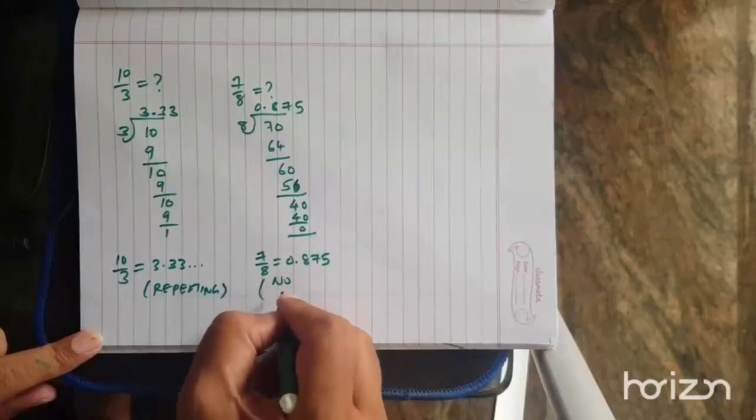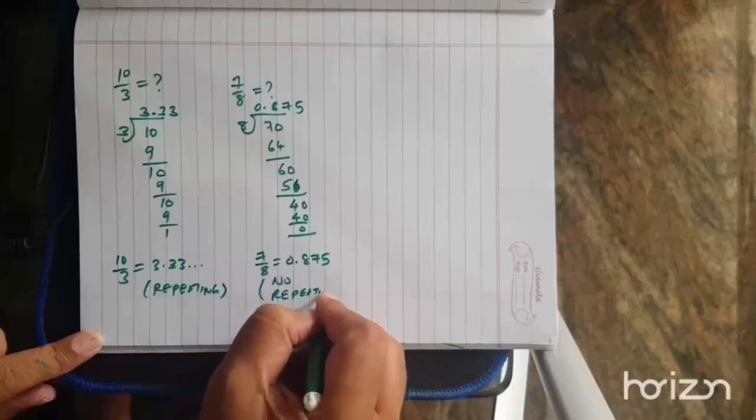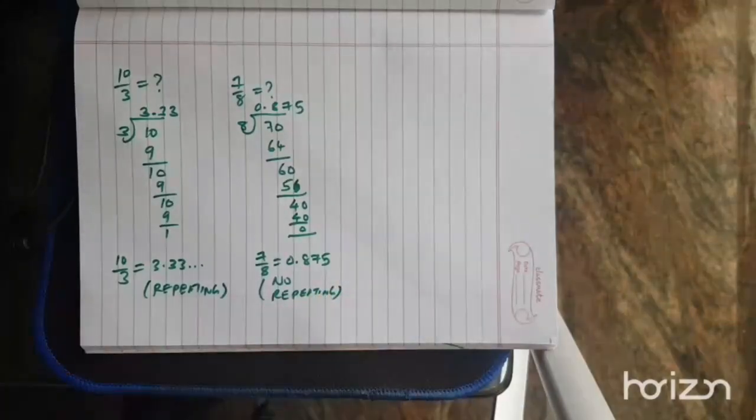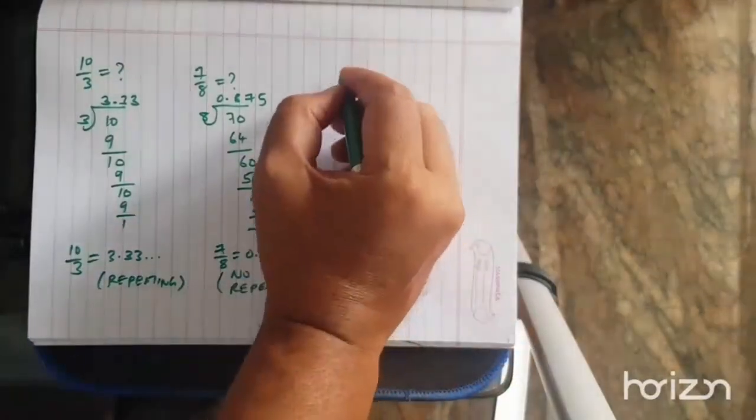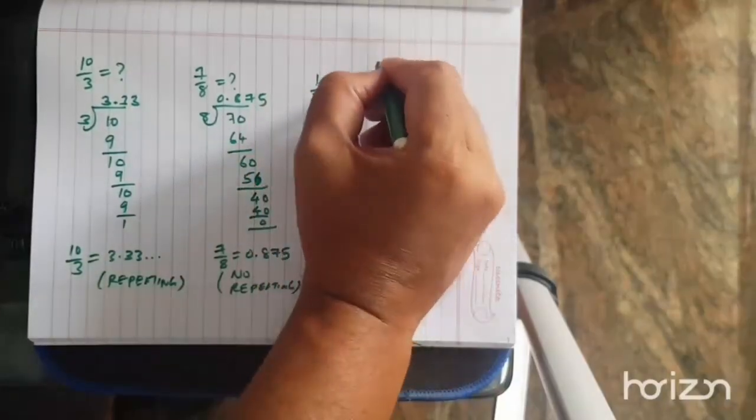So here 7 by 8 is equal to 0.875, and the decimal numbers do not repeat here. Okay, so this is one case where you can see that this fraction's decimal value does not have any continuously repeating digits. What about 1 by 7?